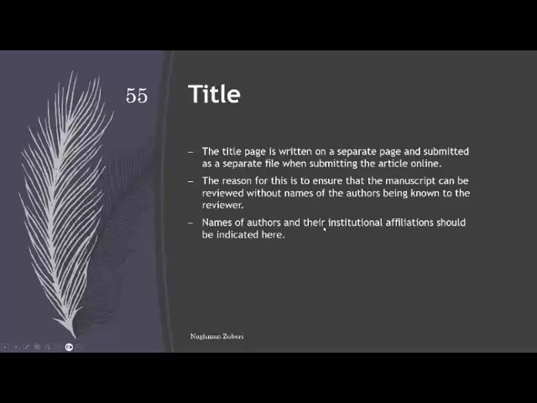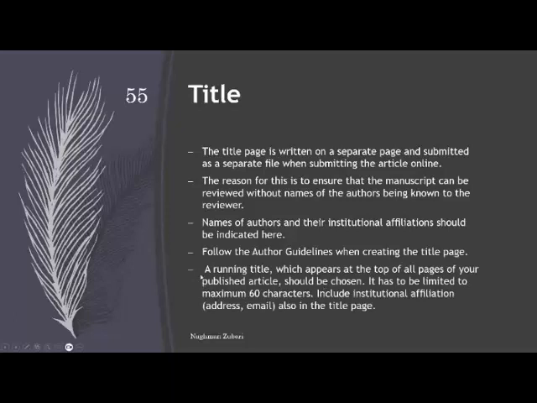Names of authors and their institutional affiliations should be indicated on the title page. Follow the author guidelines when creating the title page. A running title, which appears at the top of all pages of your published article, should be chosen. It has to be limited to a maximum of 60 characters. Include institutional affiliation, address, and email also in the title page.